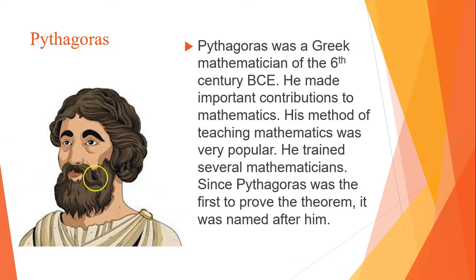Pythagoras, you see this particular picture? This person is Pythagoras. Let's see who he was. Pythagoras was a Greek mathematician of the 6th century BCE. He made important contributions to mathematics. His method of teaching mathematics was very popular. He trained several mathematicians. Since Pythagoras was the first to prove the theorem, it was named after him.